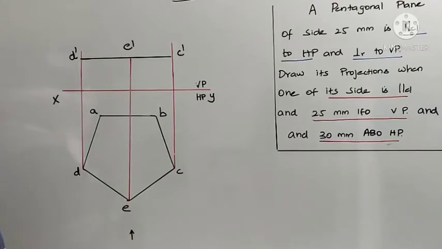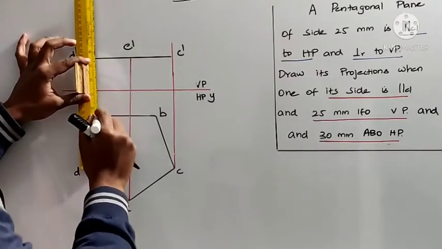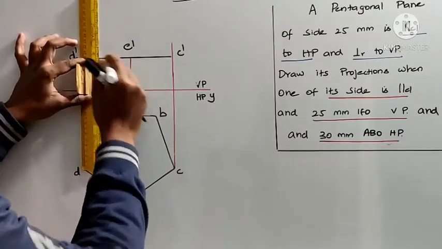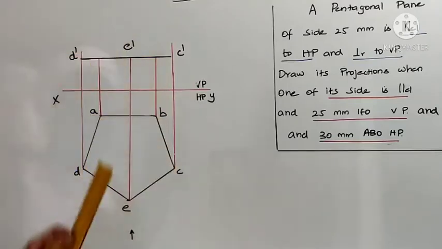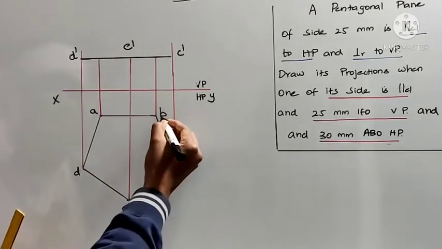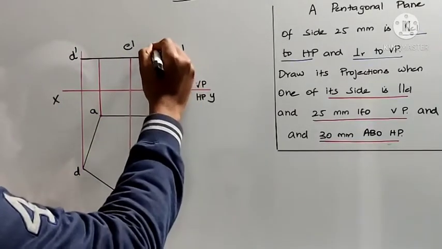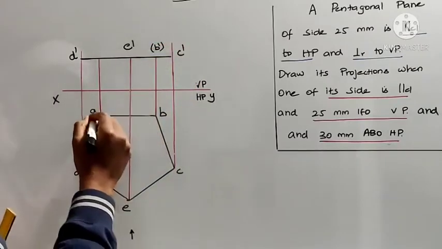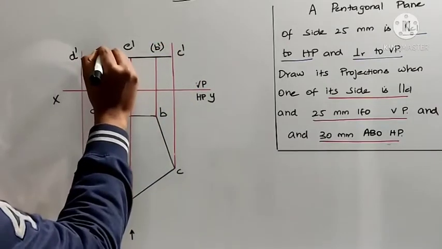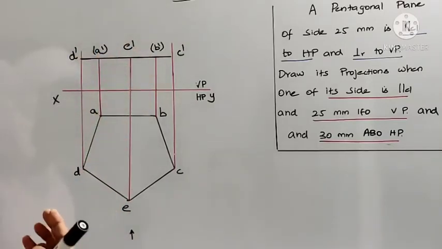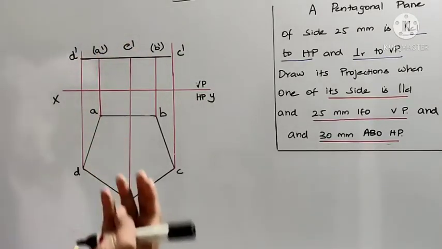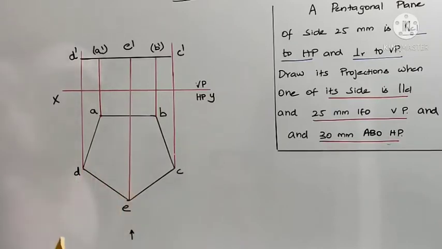So whichever points or ends are not visible, you need to mention in brackets. See, for instance, B, it's not visible, right? So you mention B dash. So A, you mention with A dash, okay. So if you mention something in bracket, it means it is hidden behind. So that is the meaning of that, okay. So I have completed this.